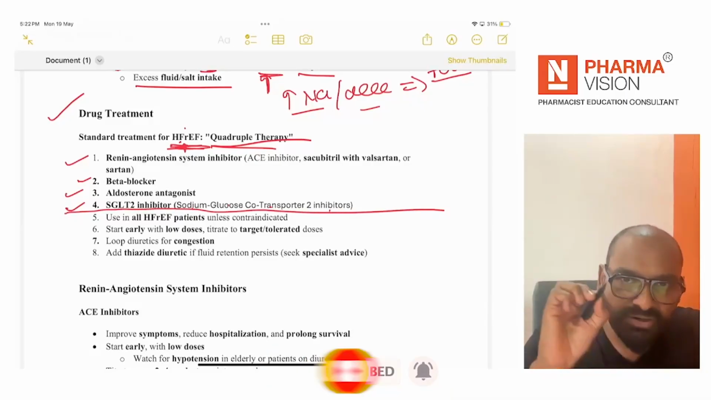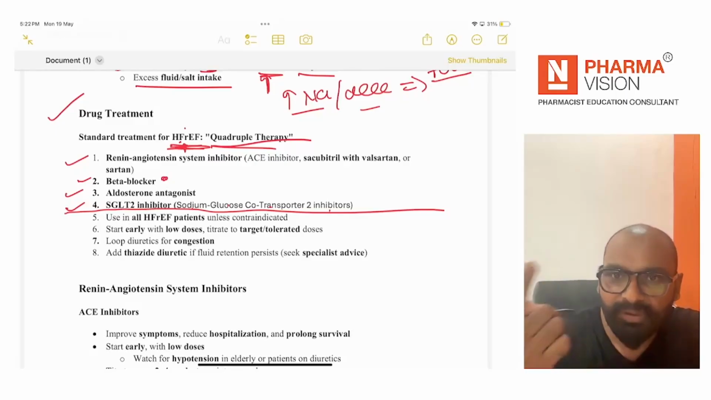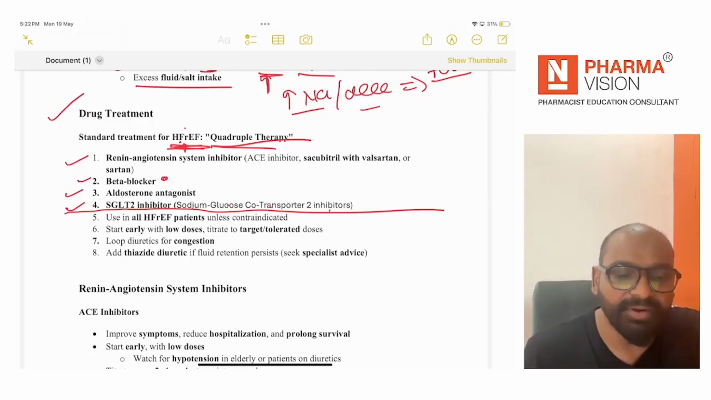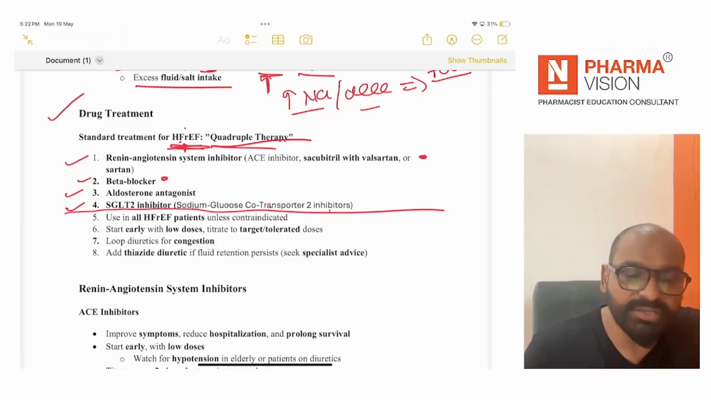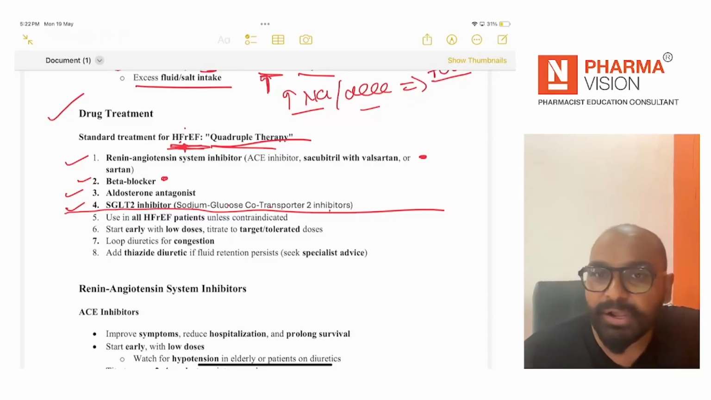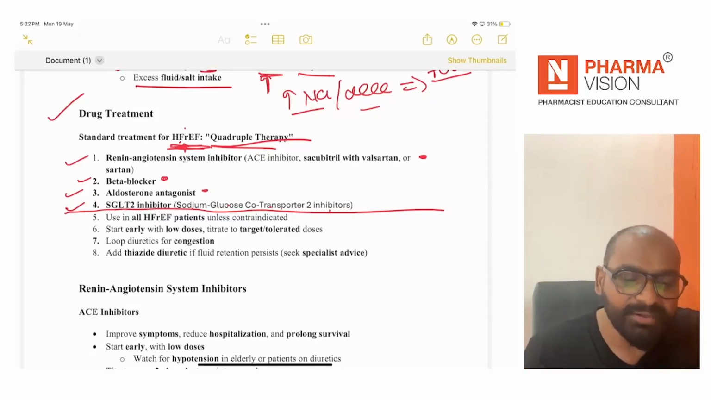Now, try to understand. Already we have covered the beta blockers in hypertension. Renin-angiotensin system medications, we have already covered those groups of medications. Aldosterone antagonists also we have covered, like spironolactone and eplerenone. These medications also we have covered.